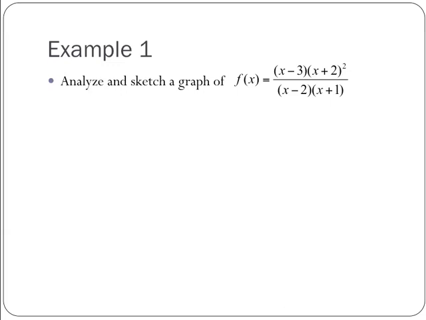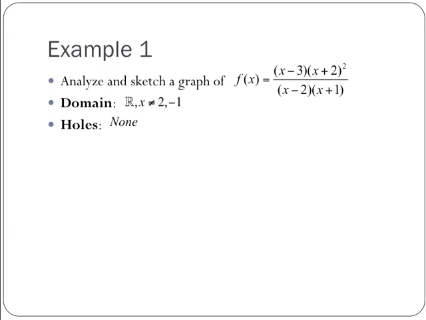So first, let's talk about the domain. The domain is all real numbers except for what makes the denominator equal 0. In this case, that would be 2 and negative 1. So all real numbers except for 2 and negative 1. All right, next we want to check for any holes, so anything that is common to both the numerator and the denominator. We don't have anything in this case, so none.